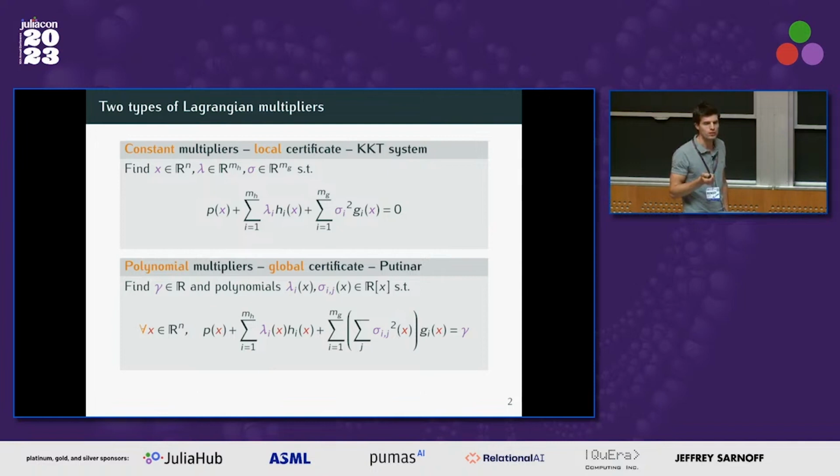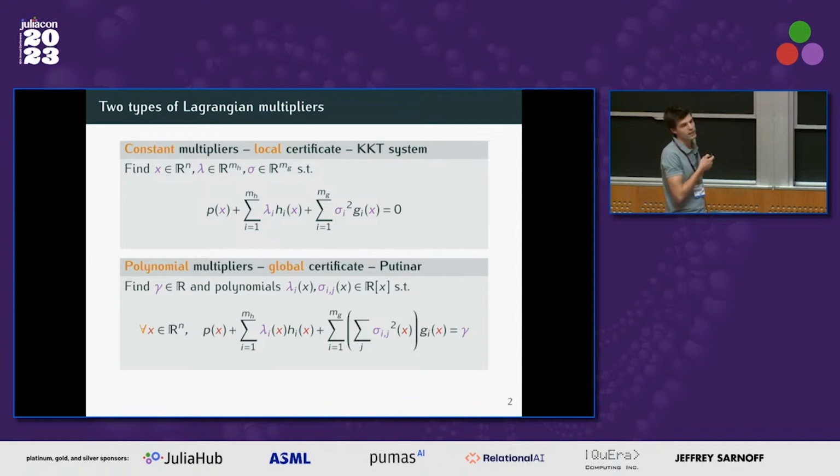This would be the KKT condition. And if you can find x and multipliers such that this is 0, this shows that x is a local solution. But it doesn't tell you that you have a global solution. So when IPOPT solves this problem and finds this x, this lambda and this sigma, you only have a local solution. You don't know if it's global.